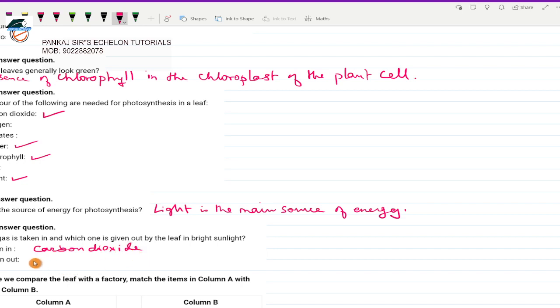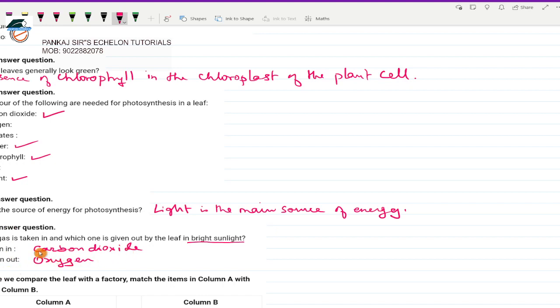And what it is going to throw out or give out is going to give out oxygen, which is one of the products of photosynthesis. Okay. So because of this bright sunlight given in the question, your answer becomes the carbon dioxide is taken in by the plant and oxygen is given out by the plants.